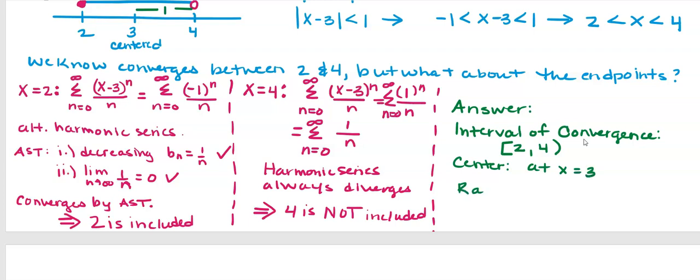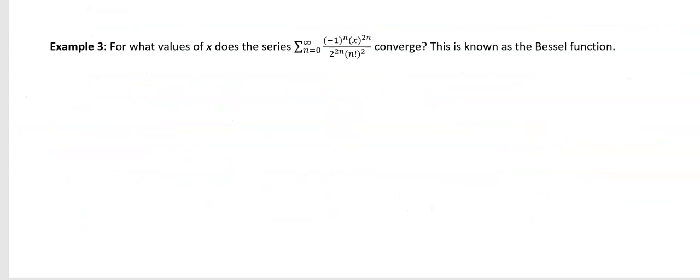And then finally, our radius of convergence is what we determined our radius to be. Again, we saw it on the number line, but you can also see a radius when you set up your inequality. It's what the inequality has it less than. So the radius, in this case, is equal to 1. So there's our answer for example 2.